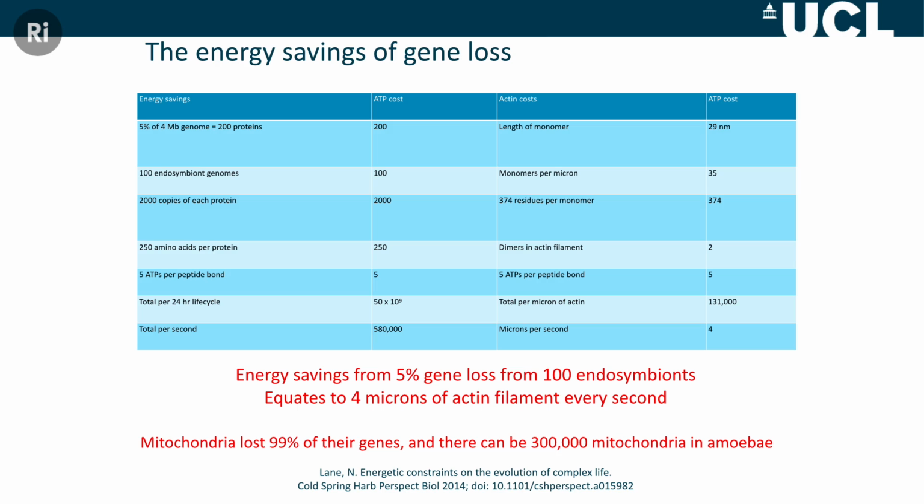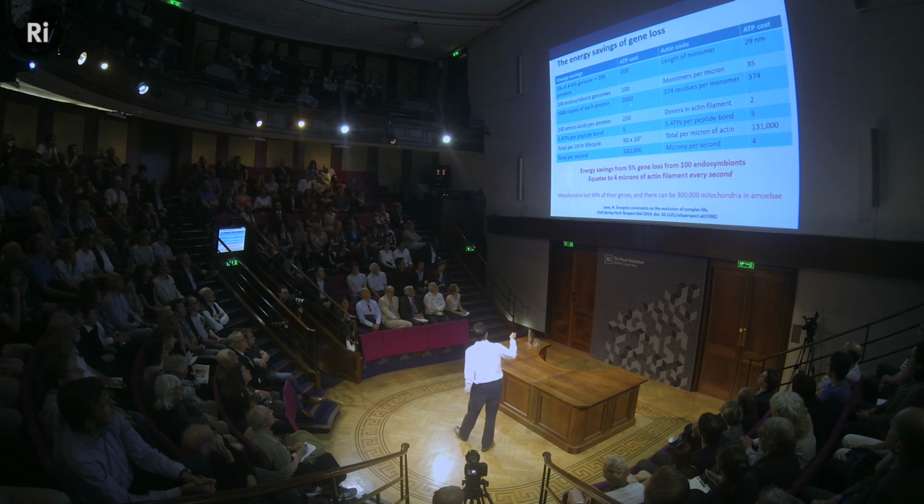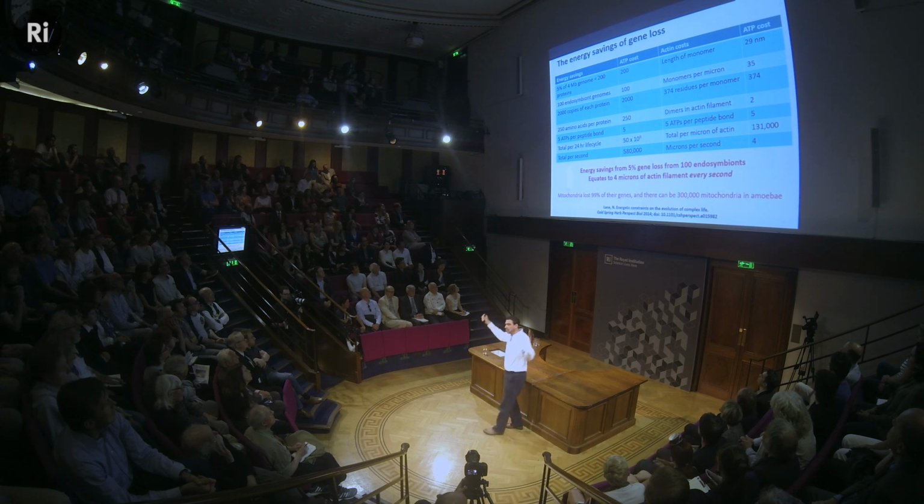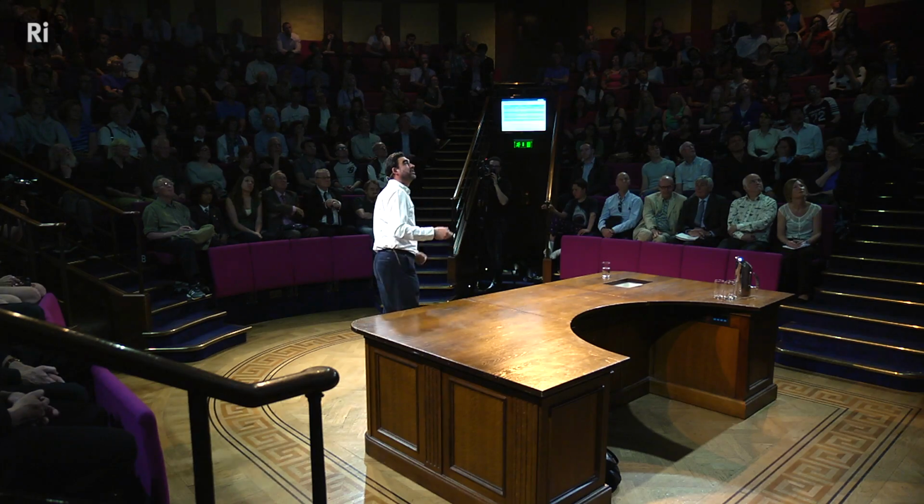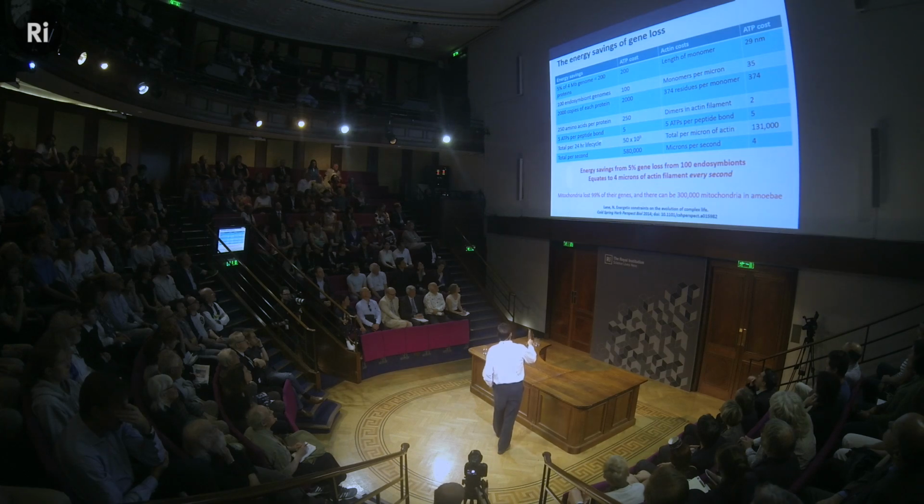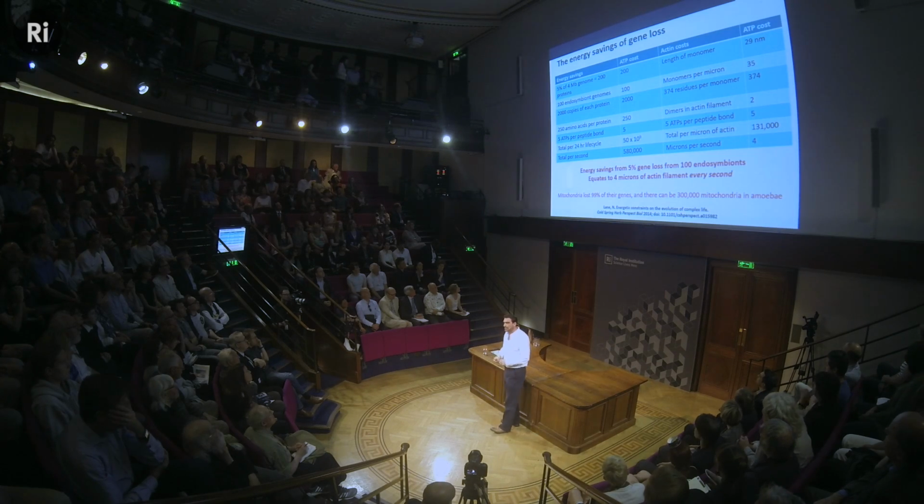So what's the energy savings that you get from losing those genes from 100 endosymbionts? Well, each of those genes encodes a protein, and those proteins are produced in multiple copies. You don't just make one protein, you make thousands of them. On average, in a bacterium, about 2,000 of them. And each protein is a string of amino acids which are all linked together. On average, 250 amino acids linked together in a protein. And it costs you about 5 ATPs to bind the two amino acids together.